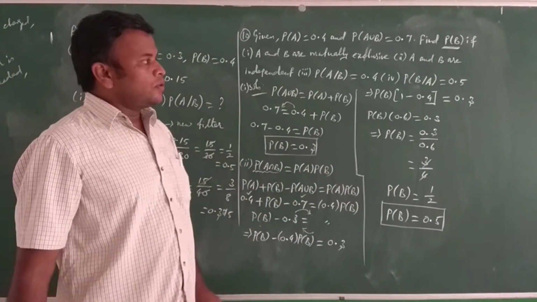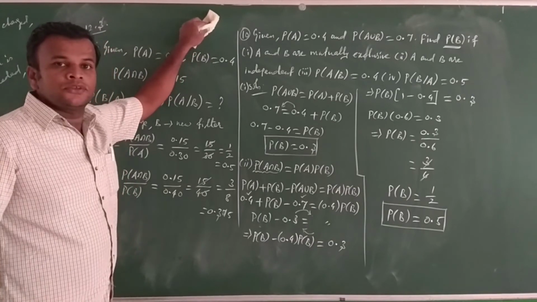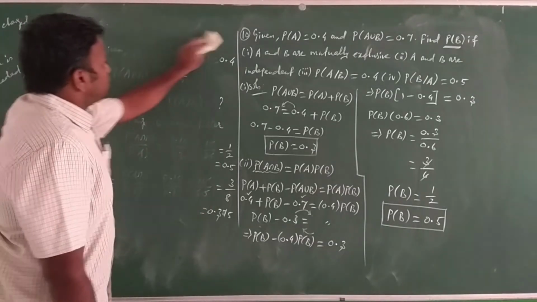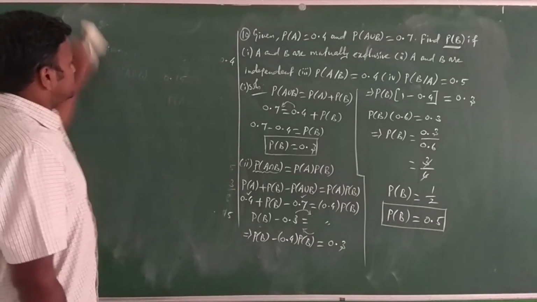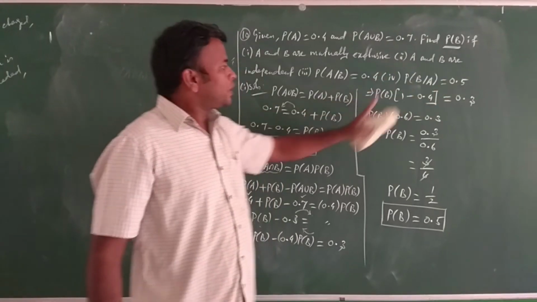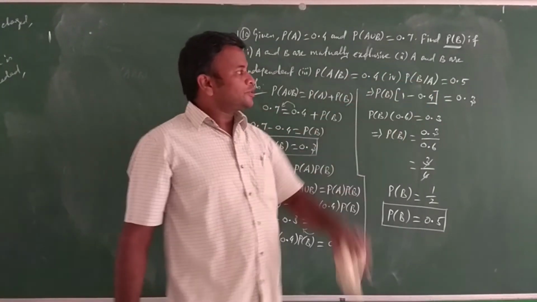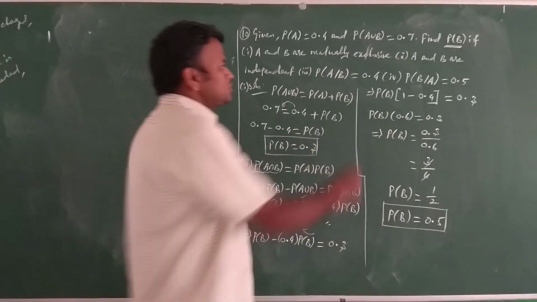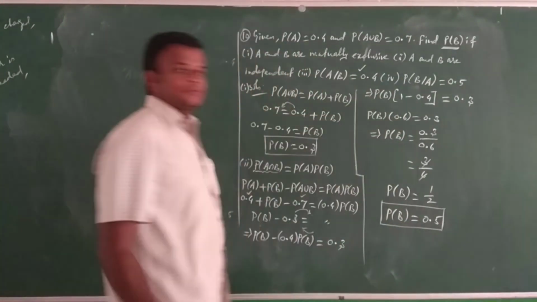In 3 and 4, I try one, and you try the remaining. Suppose I try the third. See, both are the same: one is P of A given B and another one is P of B given A. I try any one, you try the remaining. Suppose I try the third one also.